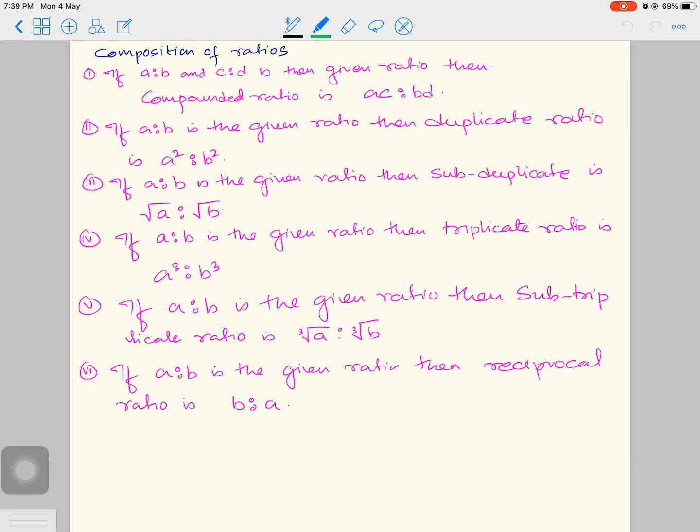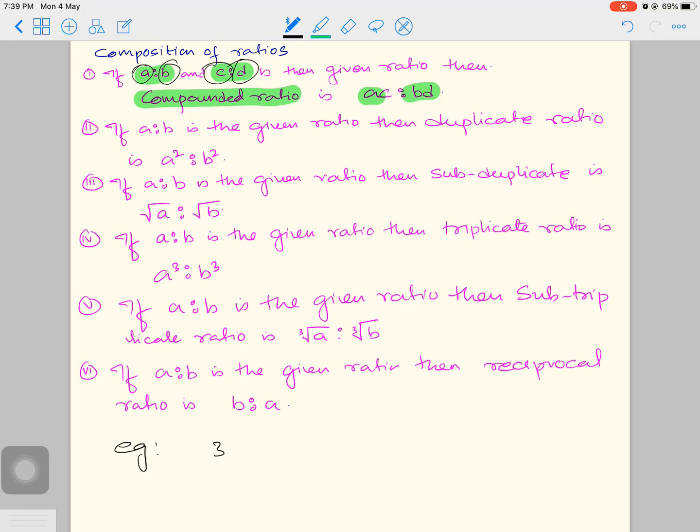The first one is the compounded ratio. What is a compounded ratio? It says if A is to B and C is to D, that means you need two ratios for this, then it will become AC:BD. What is the sequence? The sequence is first with first. You can see that A goes with C and B goes with D. So AC:BD.